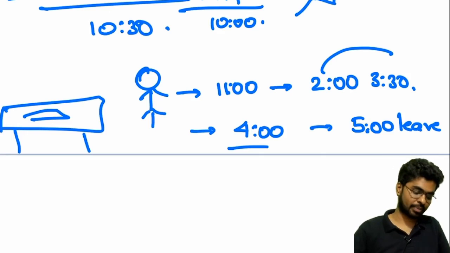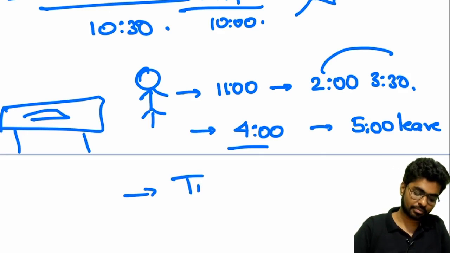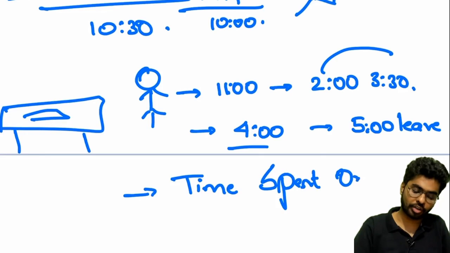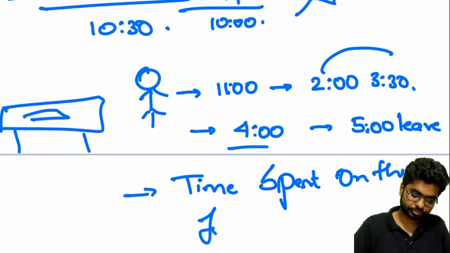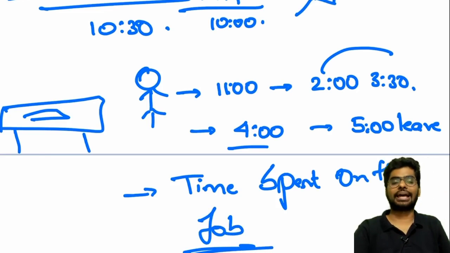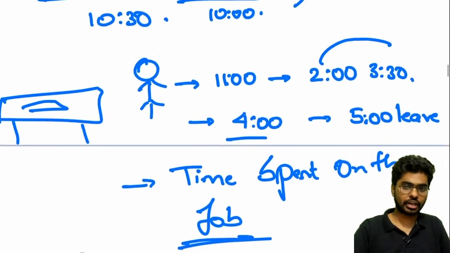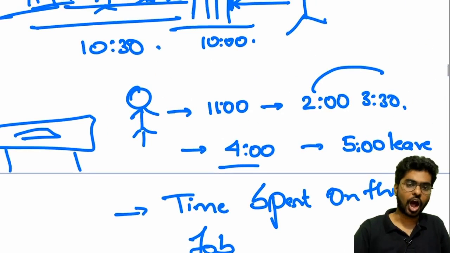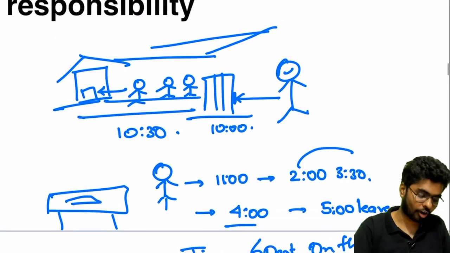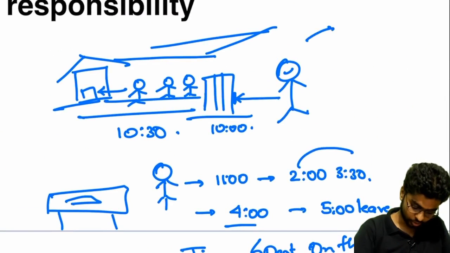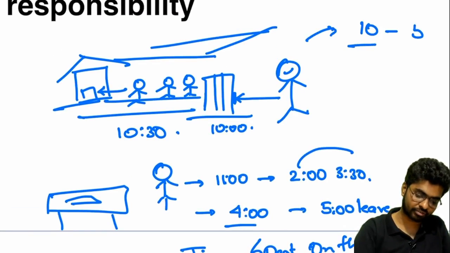Now, what is time booking? Time booking is basically the time spent by an employee on the job. Now, if I see this example, how much time did he spend in the office? According to the records, he has spent in office 10 to 5.